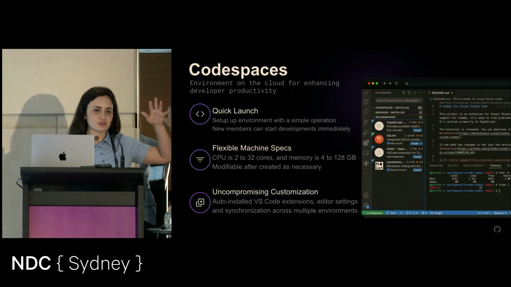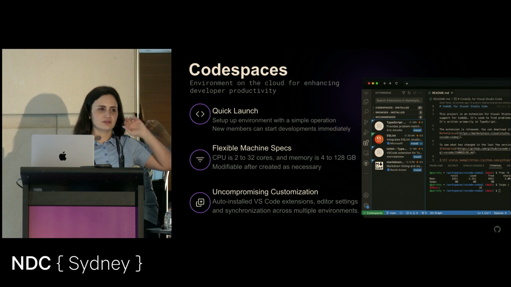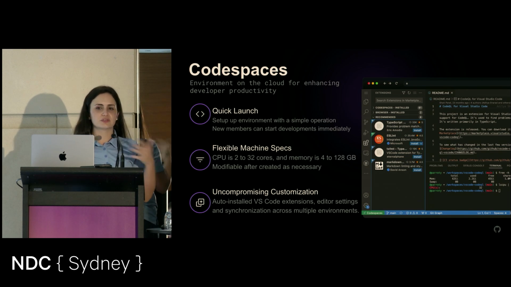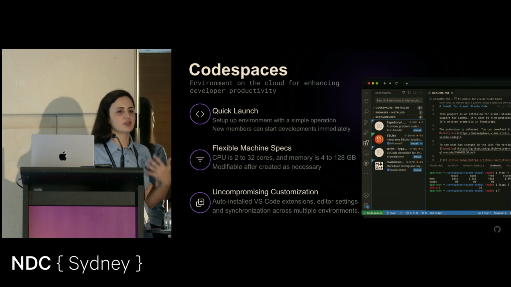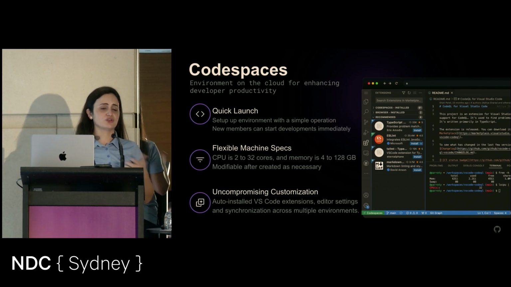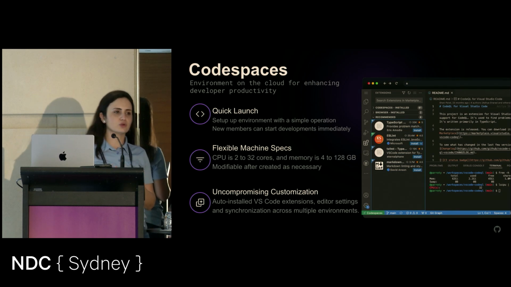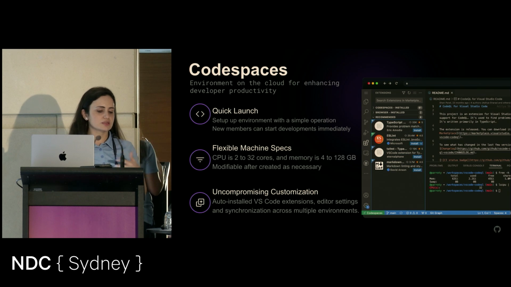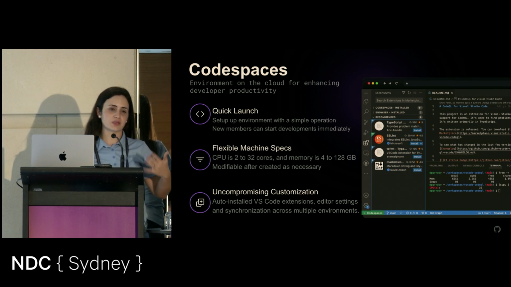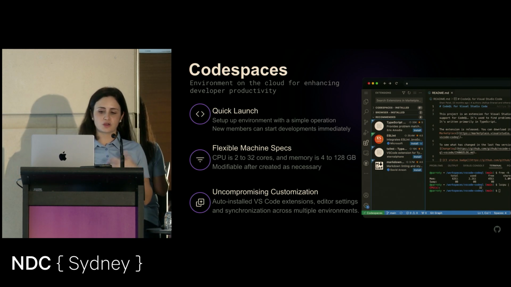We gave a quick definition for Codespaces. I wanted to highlight these three main features here, and the first one is the quick launch. As previously with all the problems, it was so hard to be able to get a new machine up and running so you can test things. But here with Codespaces you've got a very quick launch of your environment. So you can set up a development environment with a very simple operation. So new members of the team will be able to start developing and start being productive in no time.